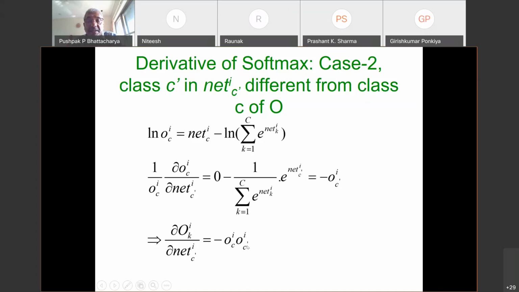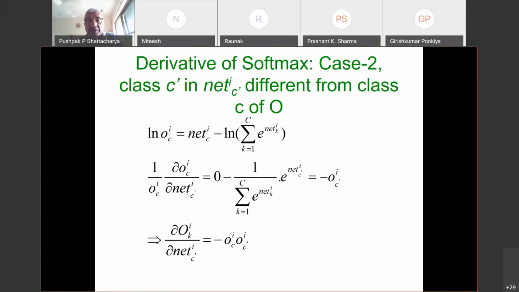into O I C dashed. So what does it mean? It means that the derivative of the output of the neuron with respect to the input of another neuron is minus the product of the output of the neuron in question and the output of the other neuron. Okay, this is quite interesting.